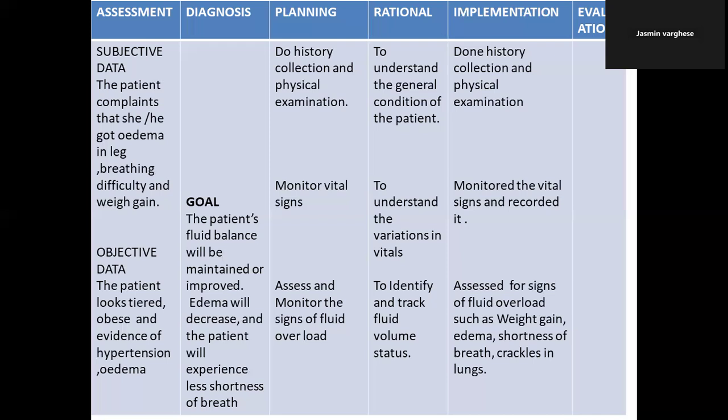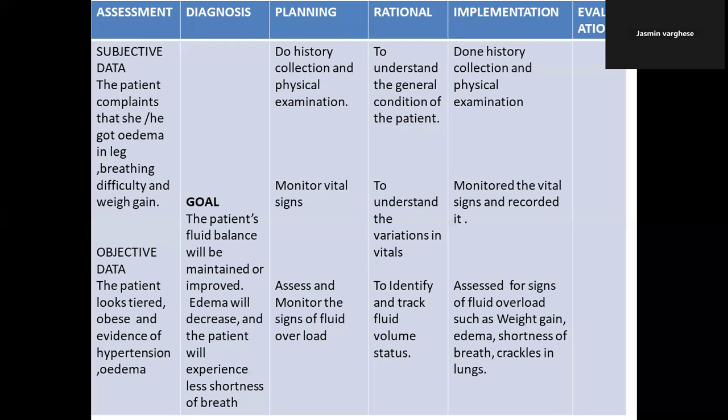Then next column is planning. Next is rationale. Next is implementation. Planning you can always write in the present tense because you are going to do that. So it should be in present. Then you can start your rationale with "to." Okay. Then implementation in the past tense because you have completed it already. So do means done.